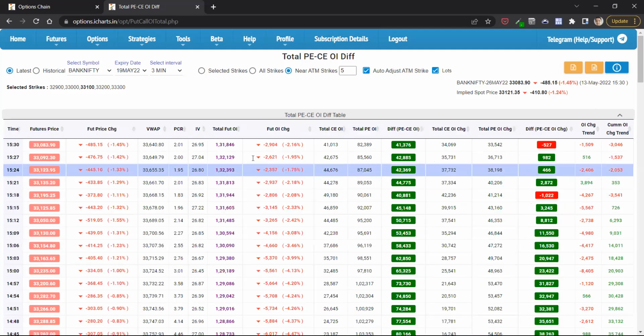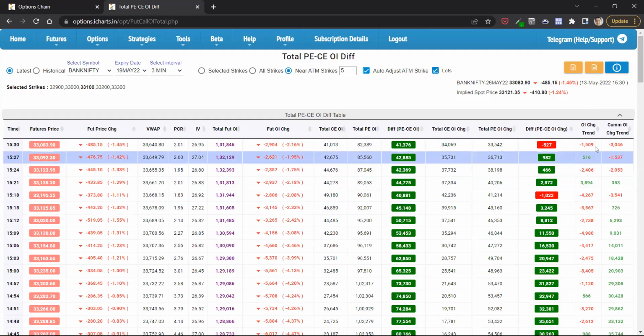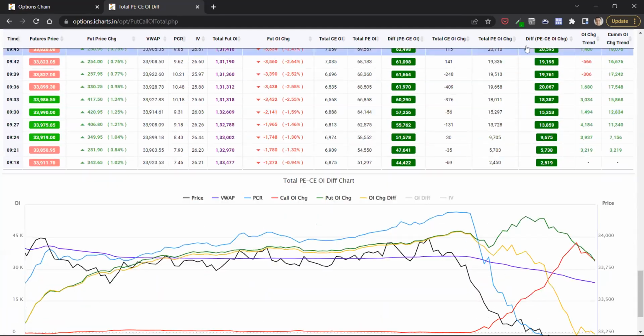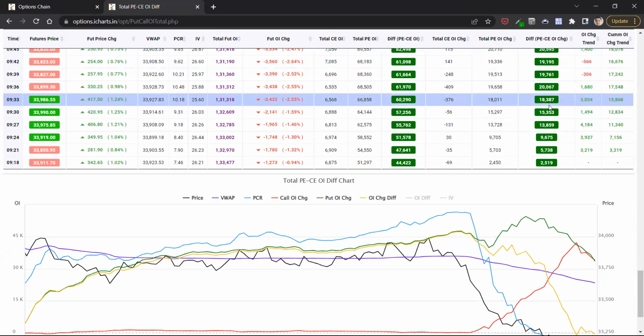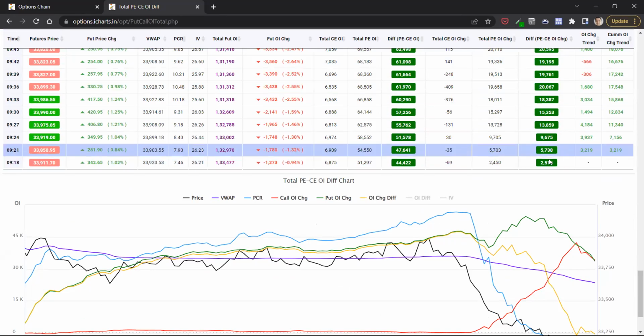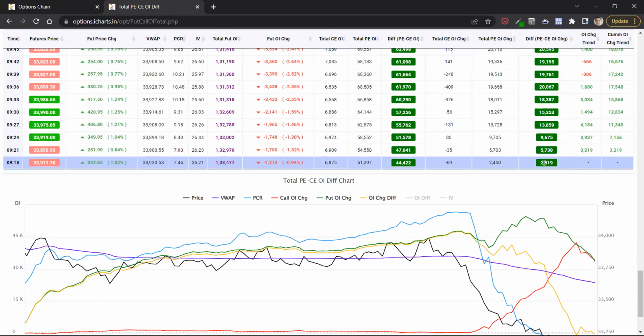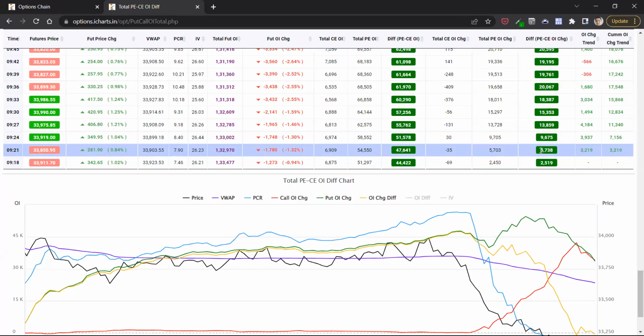I'll go back to the data table here. The key columns are these last three columns. These last three columns tell you the difference of PE OI change minus CE OI change. Then the slot-wise difference between this and this is shown in this column. So this OI change trend column is nothing but the difference of this and this. If you see, the difference of this and this is this. So 3,219 OI lots got added here, and this value is what it is.